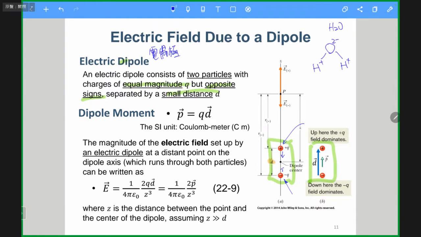So during the chemistry class, there is something called the dipole, which means that it feels like a negative charge plus a positive charge. Of course, it is not actually the same, but it is some sort of physical model. So this is the electric dipole.